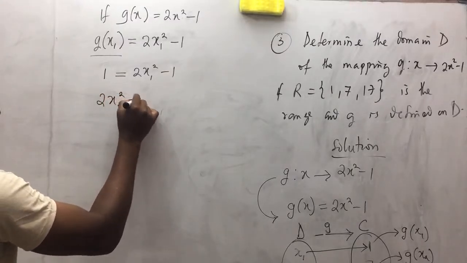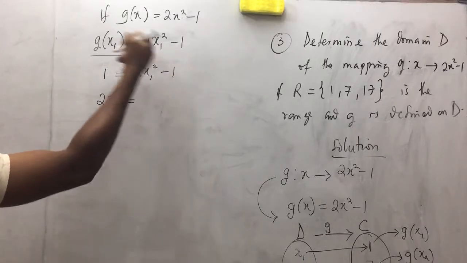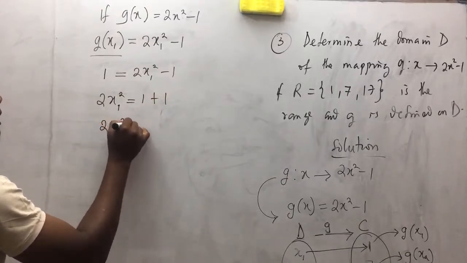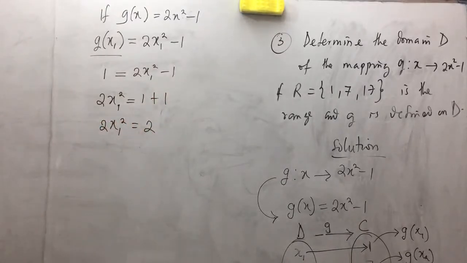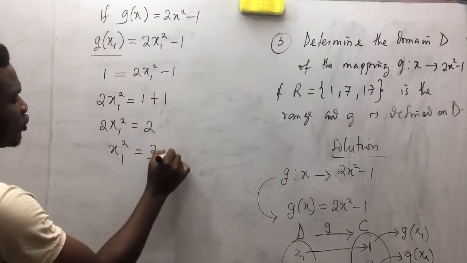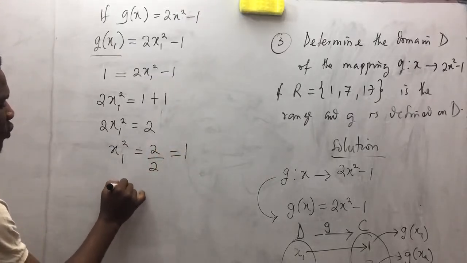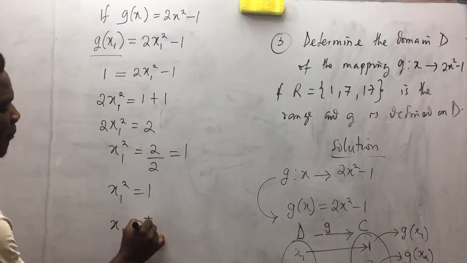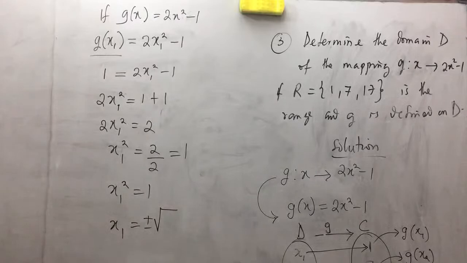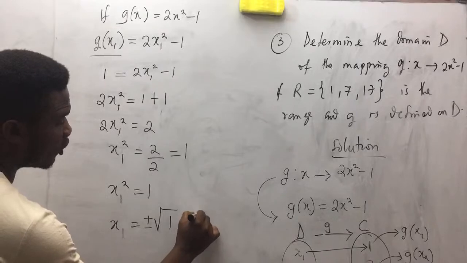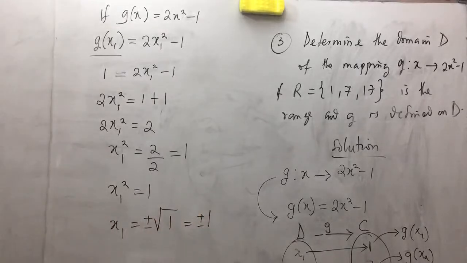2x1 squared will be equal to, when I take this minus 1 to the other side, it becomes 1 plus 1, meaning that 2x1 squared is equal to 2. Now, x1 squared will be equal to 2 over 2, and 2 over 2 gives 1. So x1 squared is equal to 1. So what is x1? x1 will be plus or minus the square root of 1, and that will give me plus or minus 1. So plus or minus 1 will be my x1.